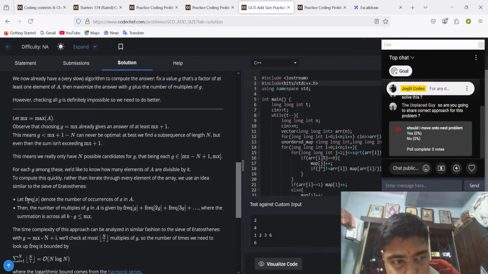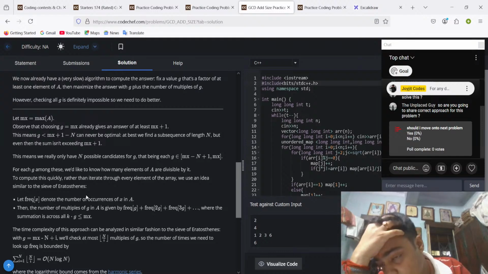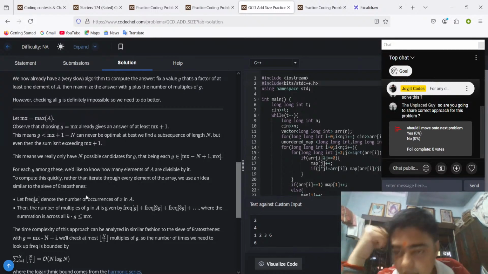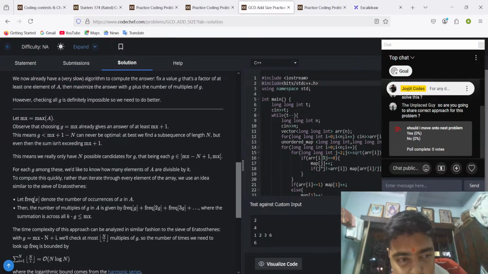Let frequency of x denote the number of occurrences of x in A. Initially we can know one thing, that if a number is present in A, then it is obviously divisible by that number. So frequency of X is initially there. Now the number of multiples of G in A is frequency of G plus frequency of 2G plus frequency of 3G. That is the sieve of Eratosthenes idea that I just explained.